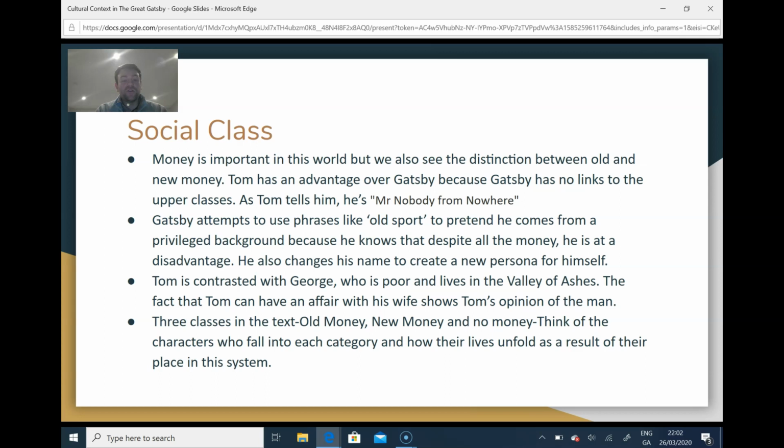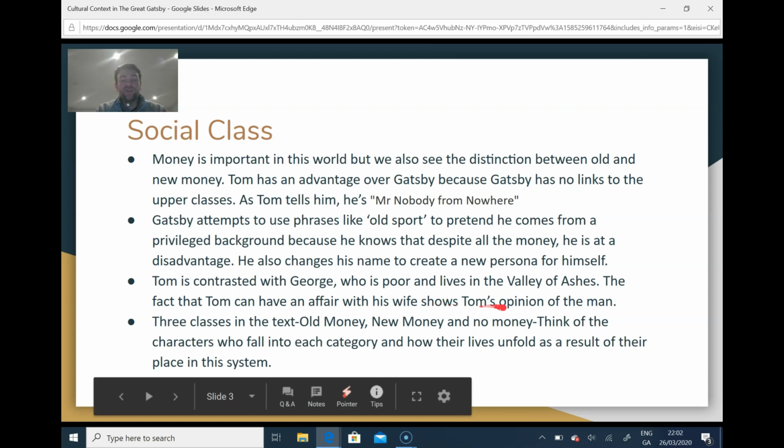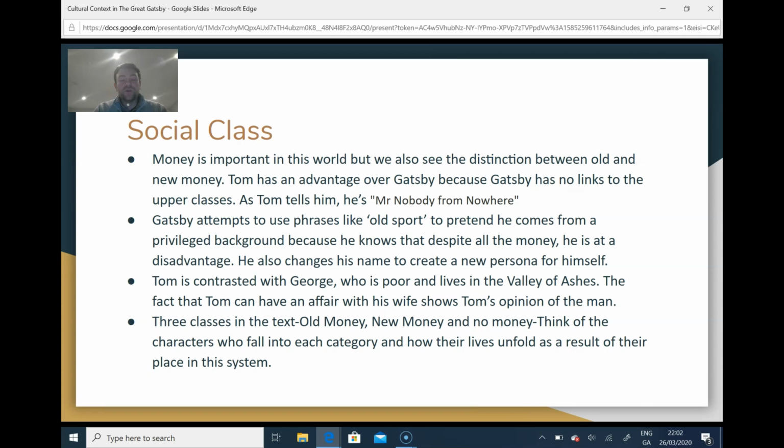Okay, Tom is contrasted with George, who is poor and lives in the Valley of the Ashes. The fact that Tom can have an affair with his wife shows Tom's opinion of the man. It's basically, he's got a wife who I think's good looking, so I'm just going to take her because I can. Because I have more money than him. My status is better than his, so I can just have what I want. Tom represents everything that is wrong in this society.